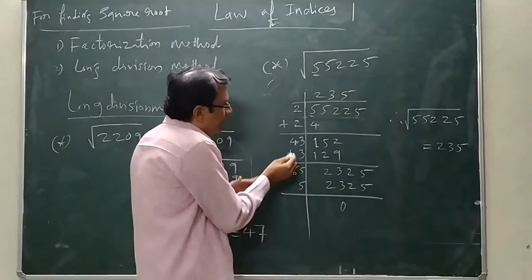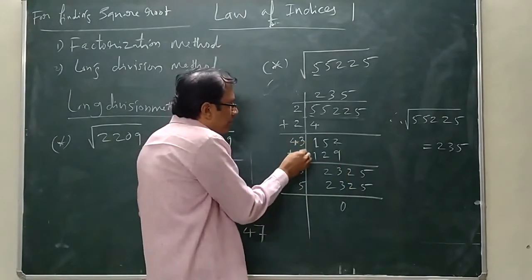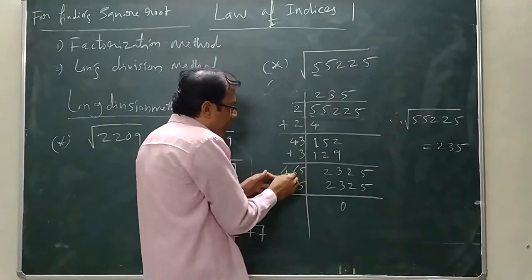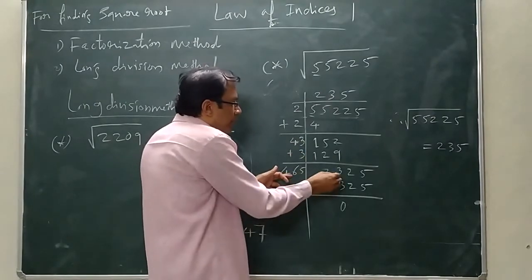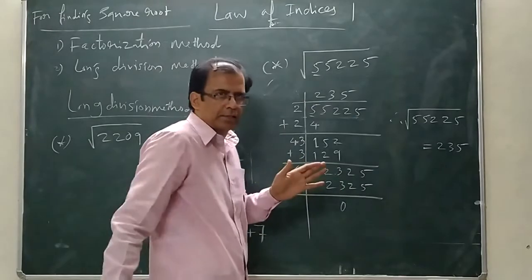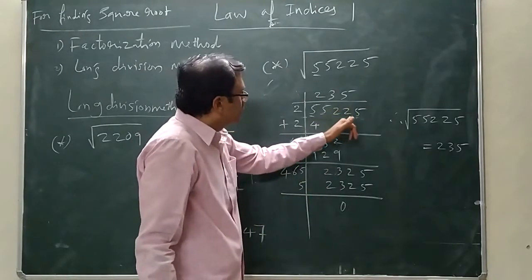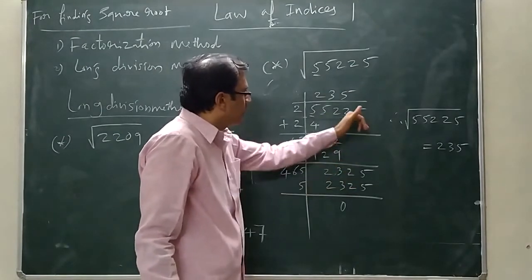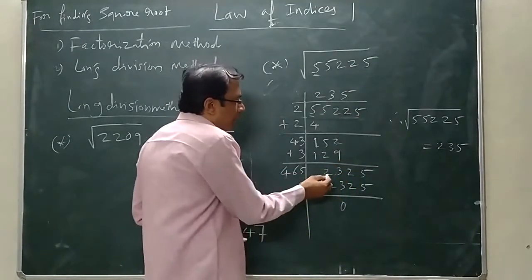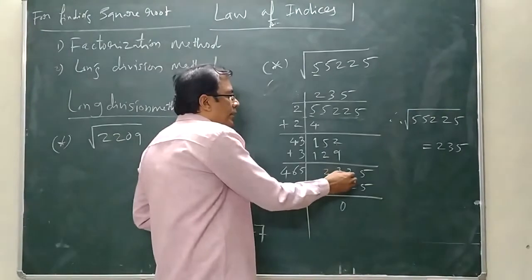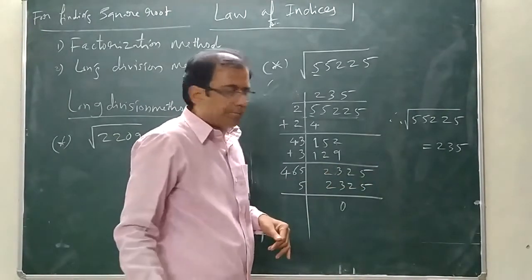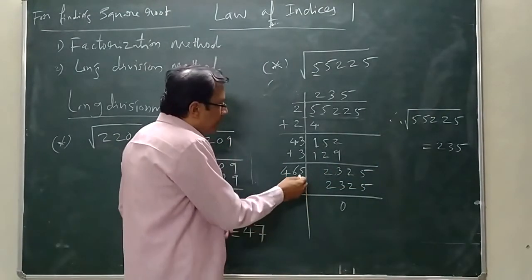Next, what you need to make? 43 plus 3 becomes 46. That means the 23 is less than the 46. What you have to make? You have to take these two numbers below, the 2 as well as the 5. The whole number now becomes 2325.